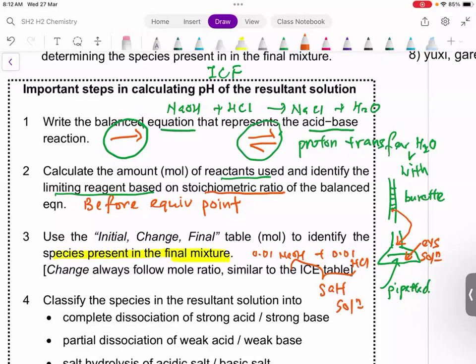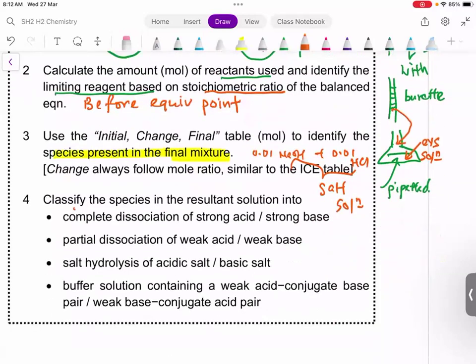Then after the equivalence point, you will continue to add your titrant. Let's say you continue the titration, then your titrant will become excess. When the titrant becomes excess, you have to check whether this titrant is a base or acid. Then the pH will tend towards the pH of the titrant solution. All right, so after you have calculated the ICF, you have to classify the resultant solution into this category, and then use a different approach for calculation.